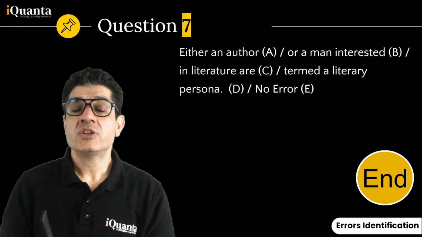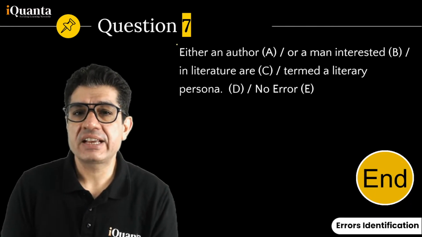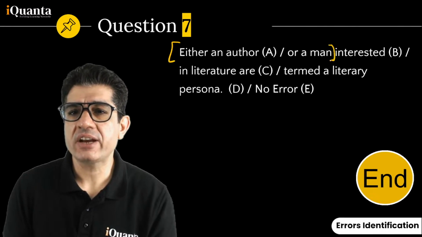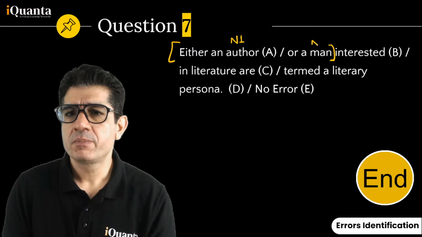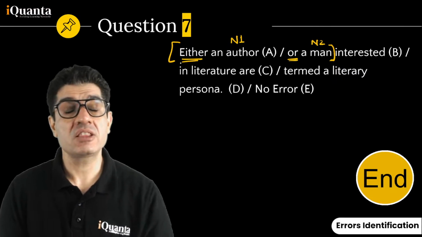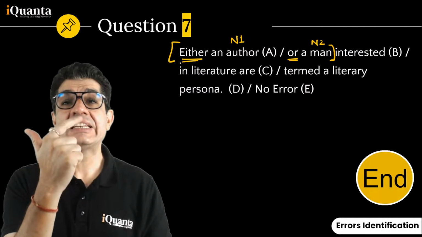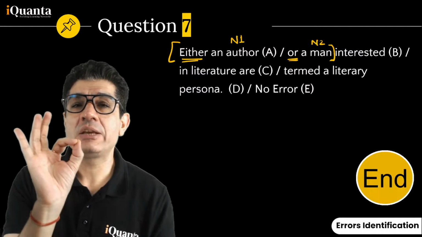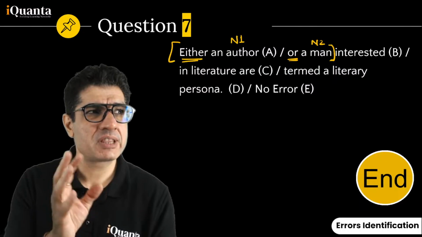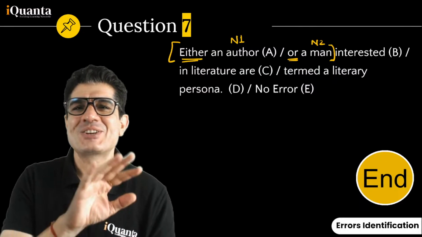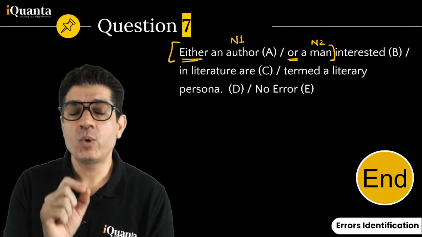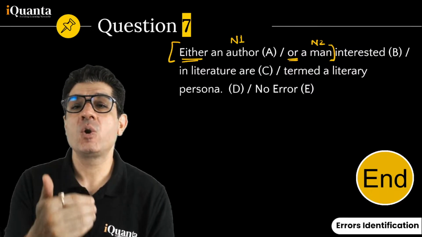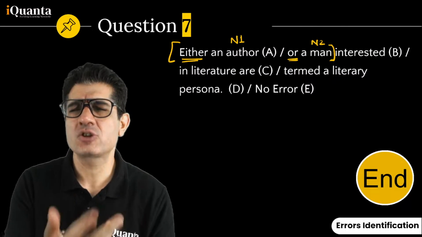All right. So in this particular case, this entire part is your subject, and in this subject, there are two nouns: author, man. Both of these nouns are joined using either or. Now, in the case of either or, neither nor, not only but also, for that matter, even or, so in the case of these conjunctions, your verb agrees with the noun that is closest to it.